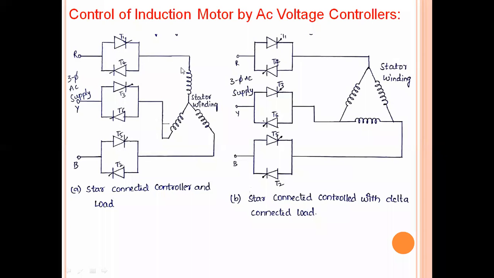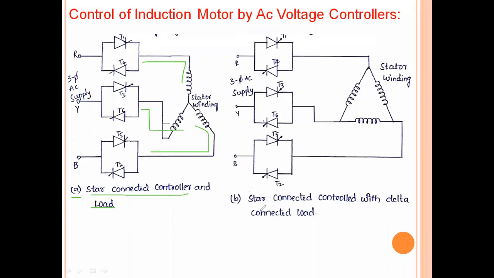This controller is also star connected because each winding has a series-connected AC voltage block. You can see here, this is for this winding, and this is for this winding, and this is for this winding. That means the AC voltage controller is a star-connected one, and the stator winding is also star connected. And the load is nothing but the induction motor, which is the stator winding of the induction motor. So the stator windings are also star connected. So this is the first combination.